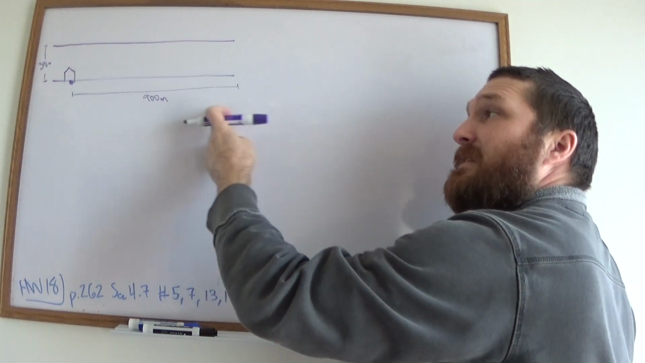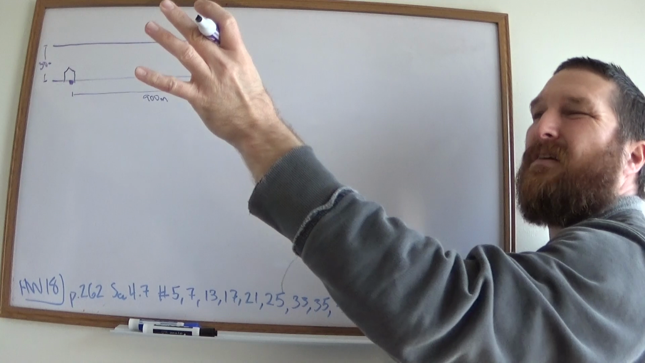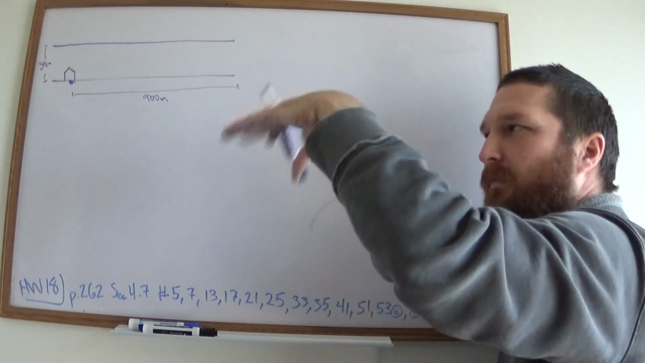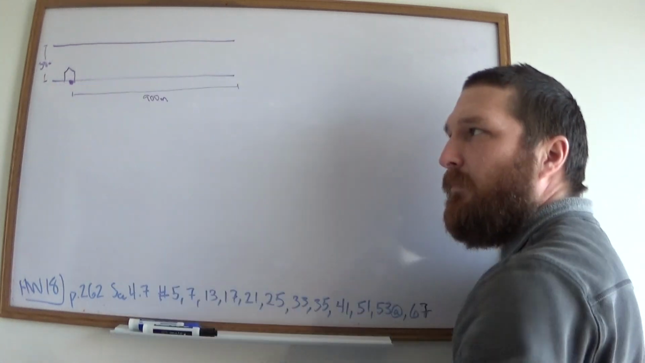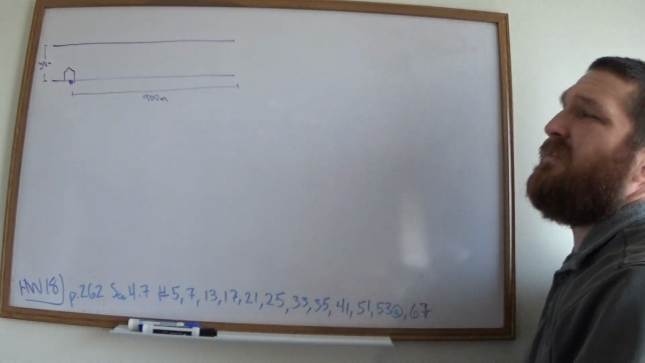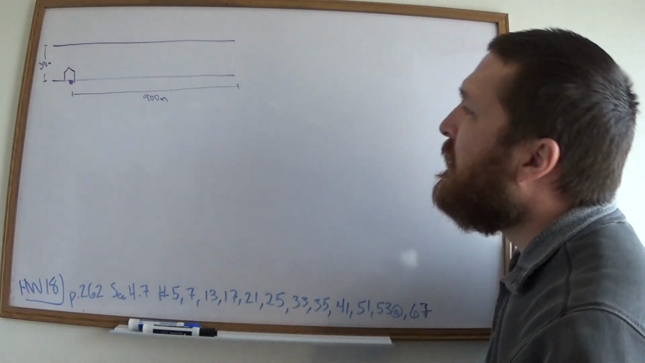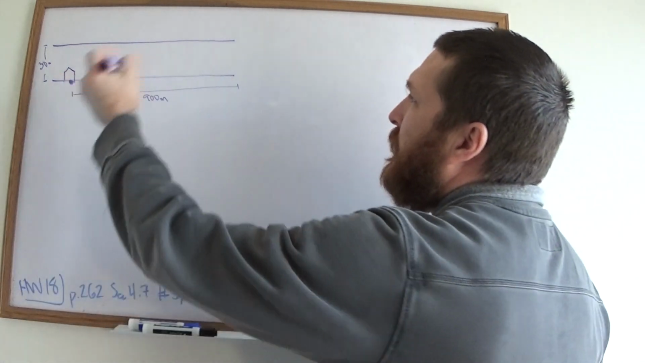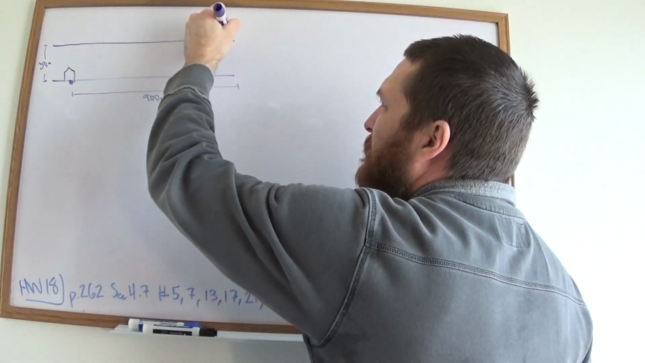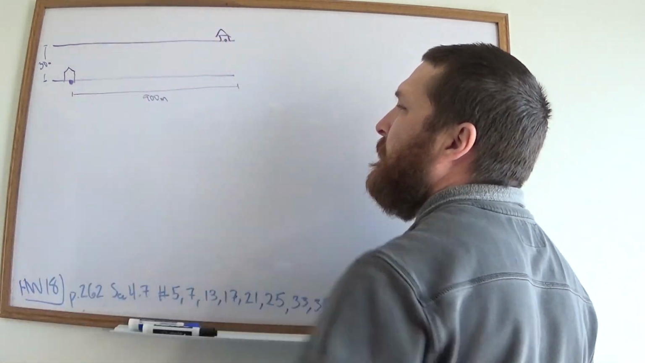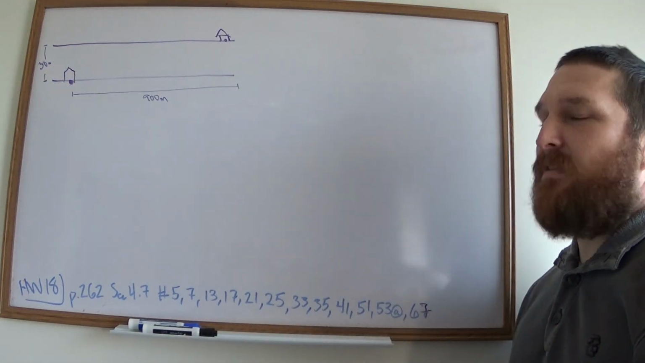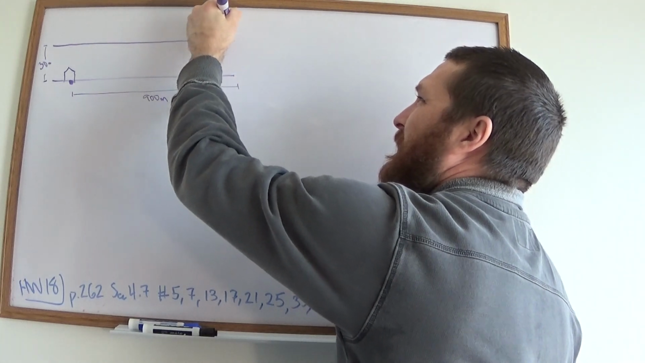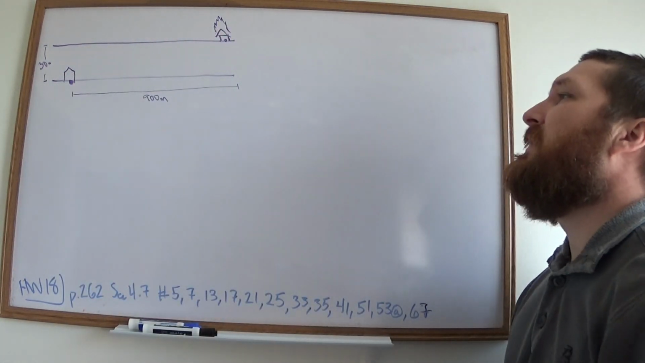900 meters down the river, and we're going to pretend it's a still river. The current of the river does not come into play. In fact, you can pretend it's a lake, and it's just shaped like this. So 900 meters down the river is your house. You look and you see that your house is on fire. Bad timing.